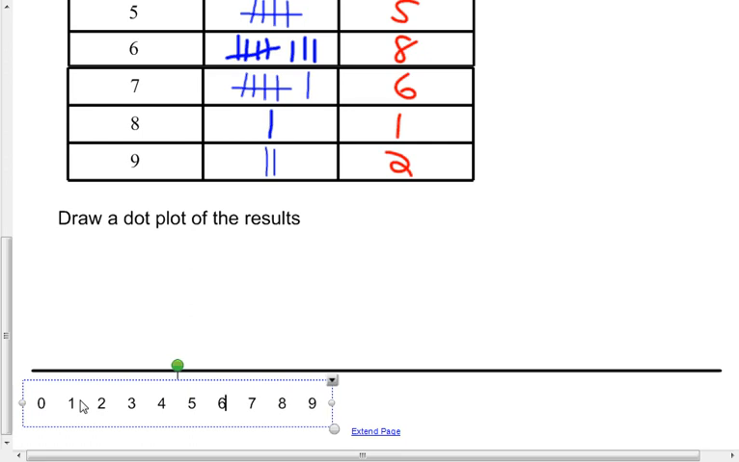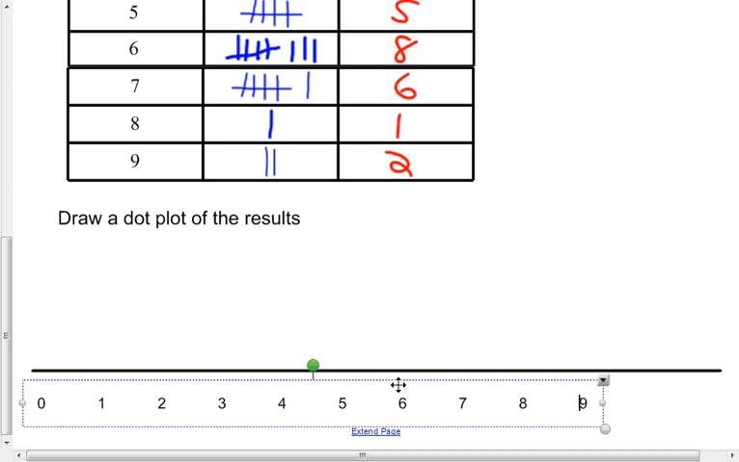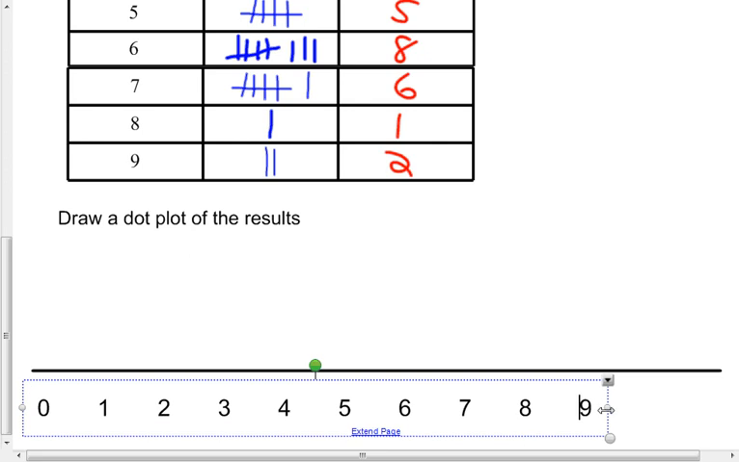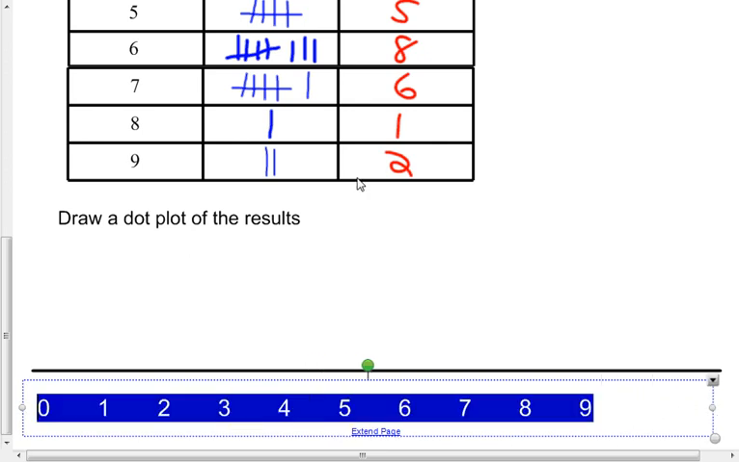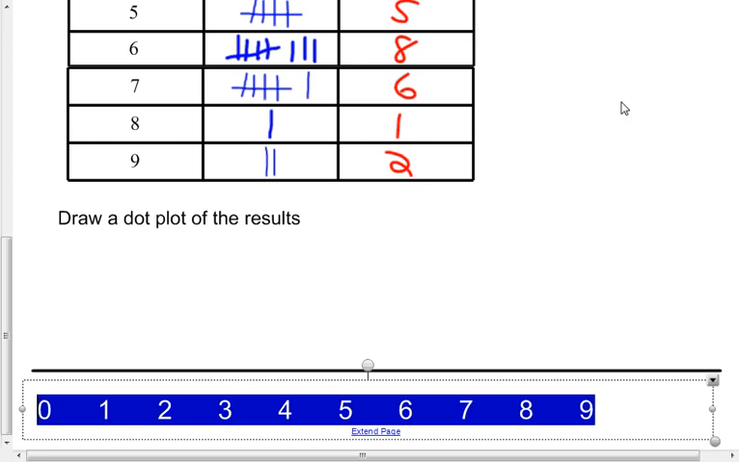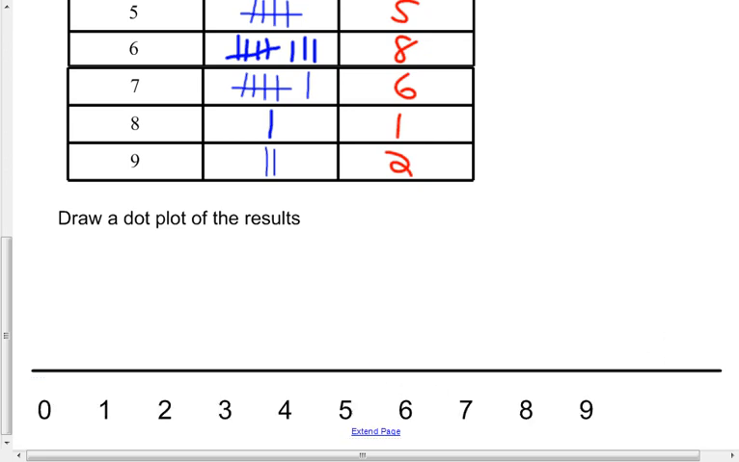And actually, let's spread them out a little bit more. 5, 6, 7, 8, and 9. There we go. Okay. Actually, let's make them a little bit bigger. Let's make this 20. There we go. So here's the beginning of our dot plot.